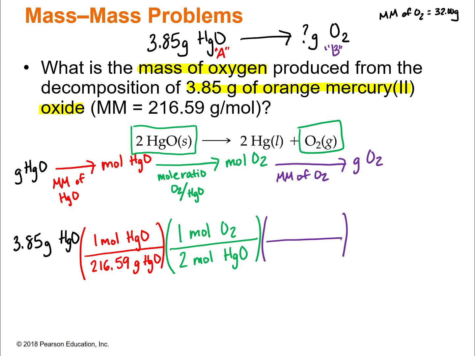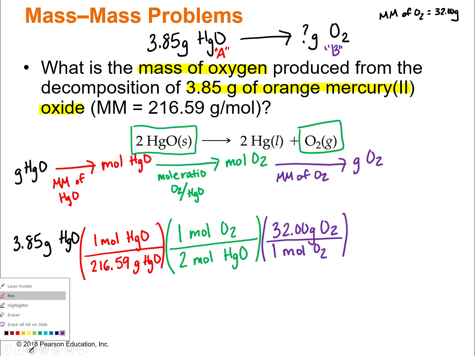I gave you the molar mass for oxygen. It's 32. That goes in the top because we're trying to get from moles to grams. Always double check your units to make sure that you put everything where it's supposed to be.